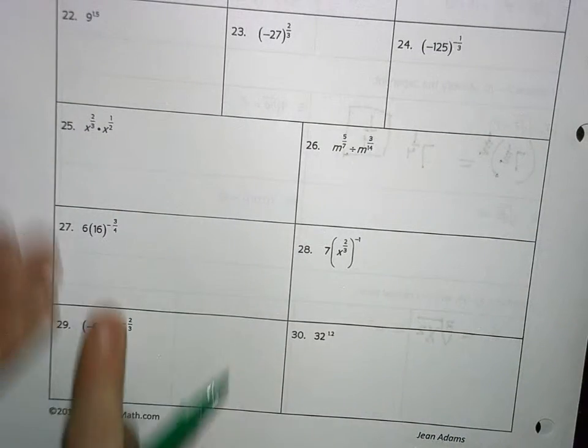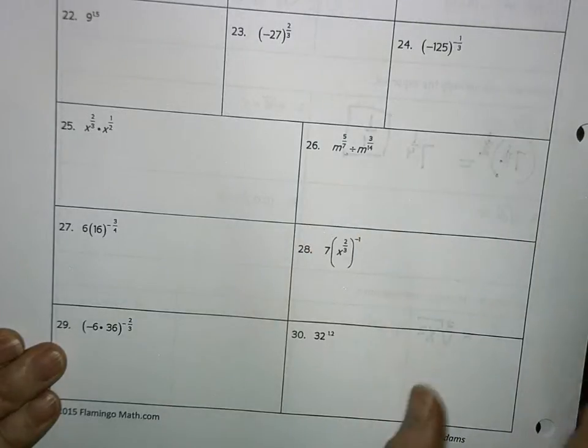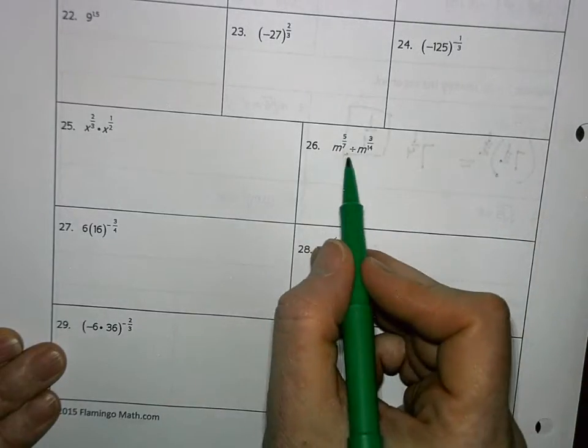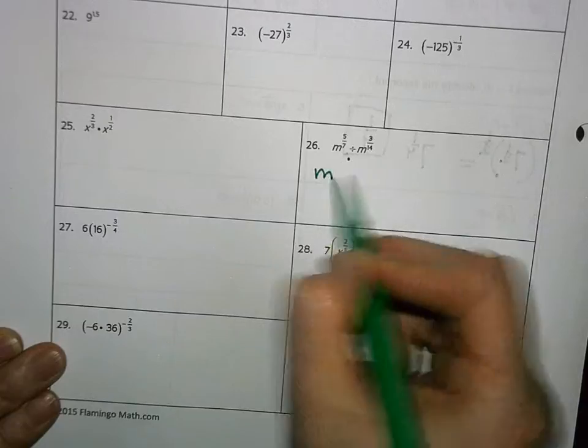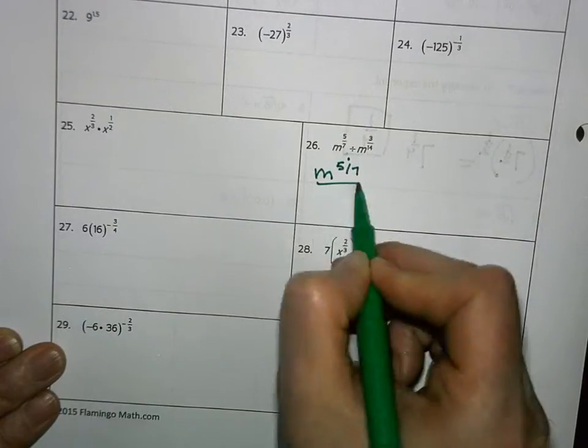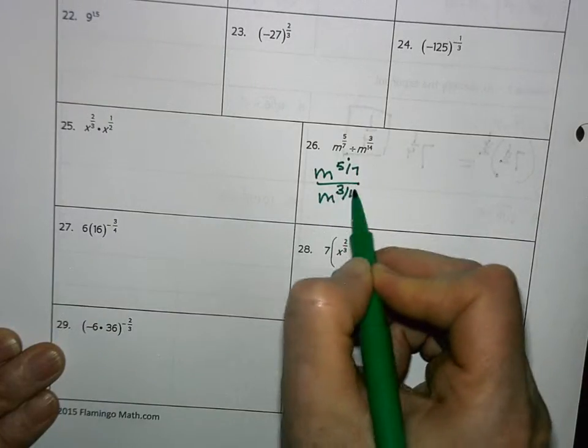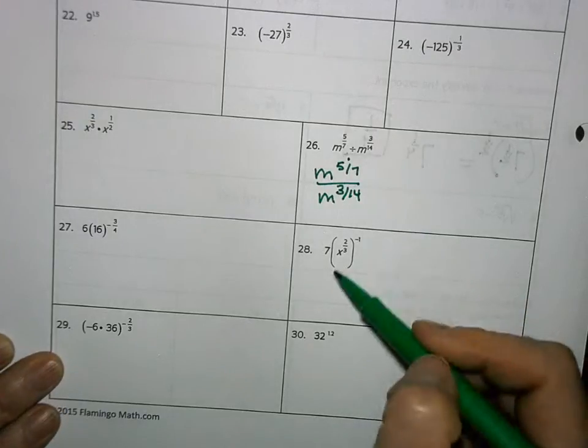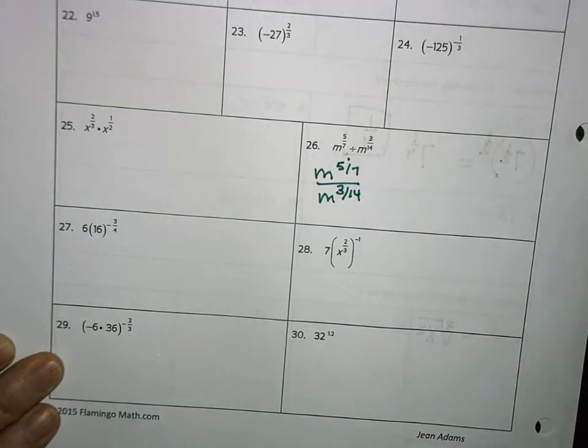And these are regular problems that we've been doing. If you have a division problem, you might want to write it m to the 5/7 over m to the 3/14, and that may just say to you, oh, that makes me remember what to do. It's division, so I subtract. Okay. Next page, anything different?